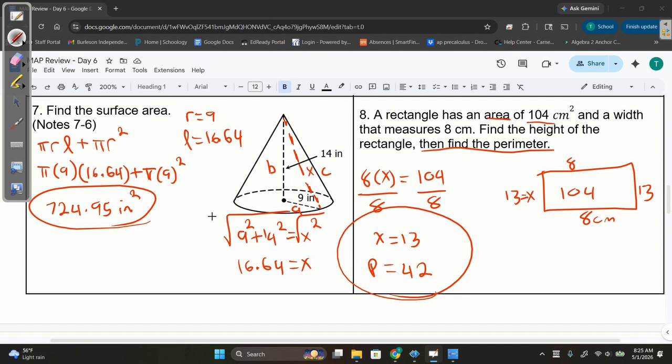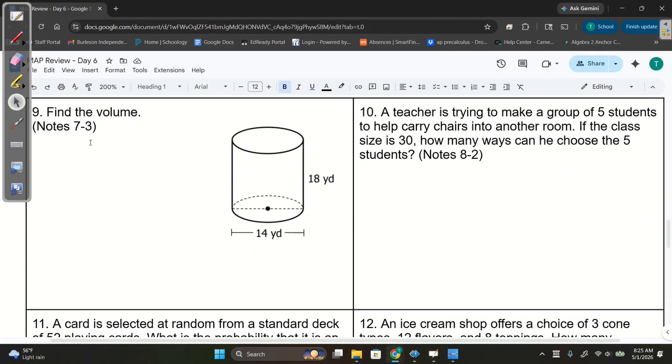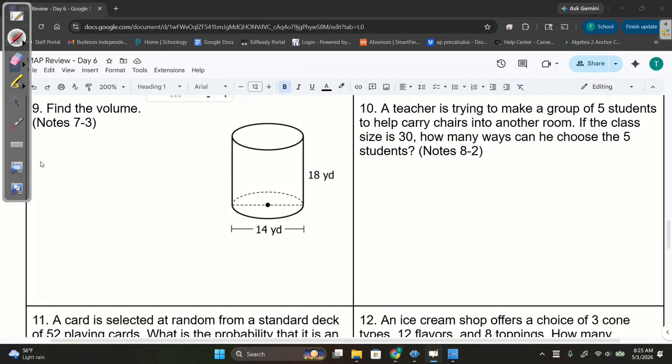All right, the hard part's done. Now it's all downhill. I lied. Number 9. Last shape question, sorry.